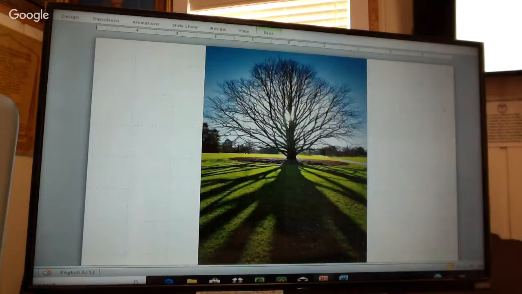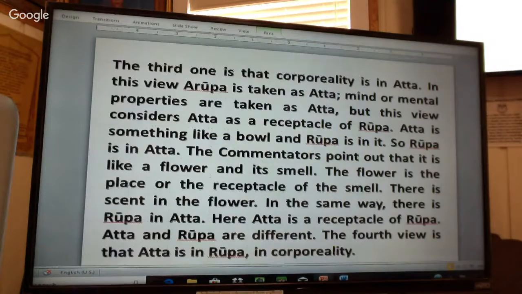Okay, and then we go to the next one. That one is that material, corporeality, is in the atta, inside of the soul. So in this view, arupa is taken as atta. Arupa means mind or mind affairs. They think mind is atta, mind is a soul. They think the mental factors, the 52 kinds of mental factors, are also soul, atta. But this view considers atta as a replica of the rupa.